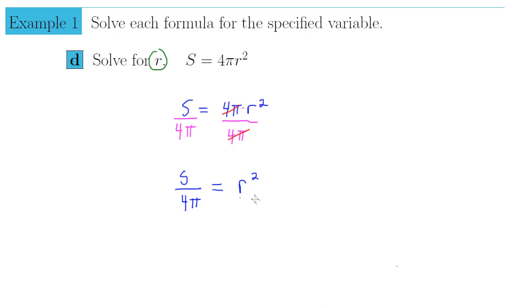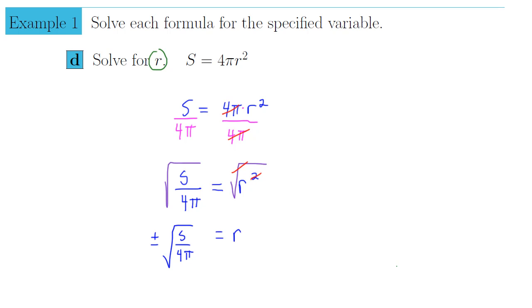So at this point, because I have my r squared isolated, I can get rid of the square by square rooting both sides. This is what the square root property tells us. The only catch is, when I eliminate the square and the square root, I have to put a plus or minus on the other side. So we're left with r is equal to plus or minus the square root of s over 4 pi. Now, r is isolated at this point, okay?